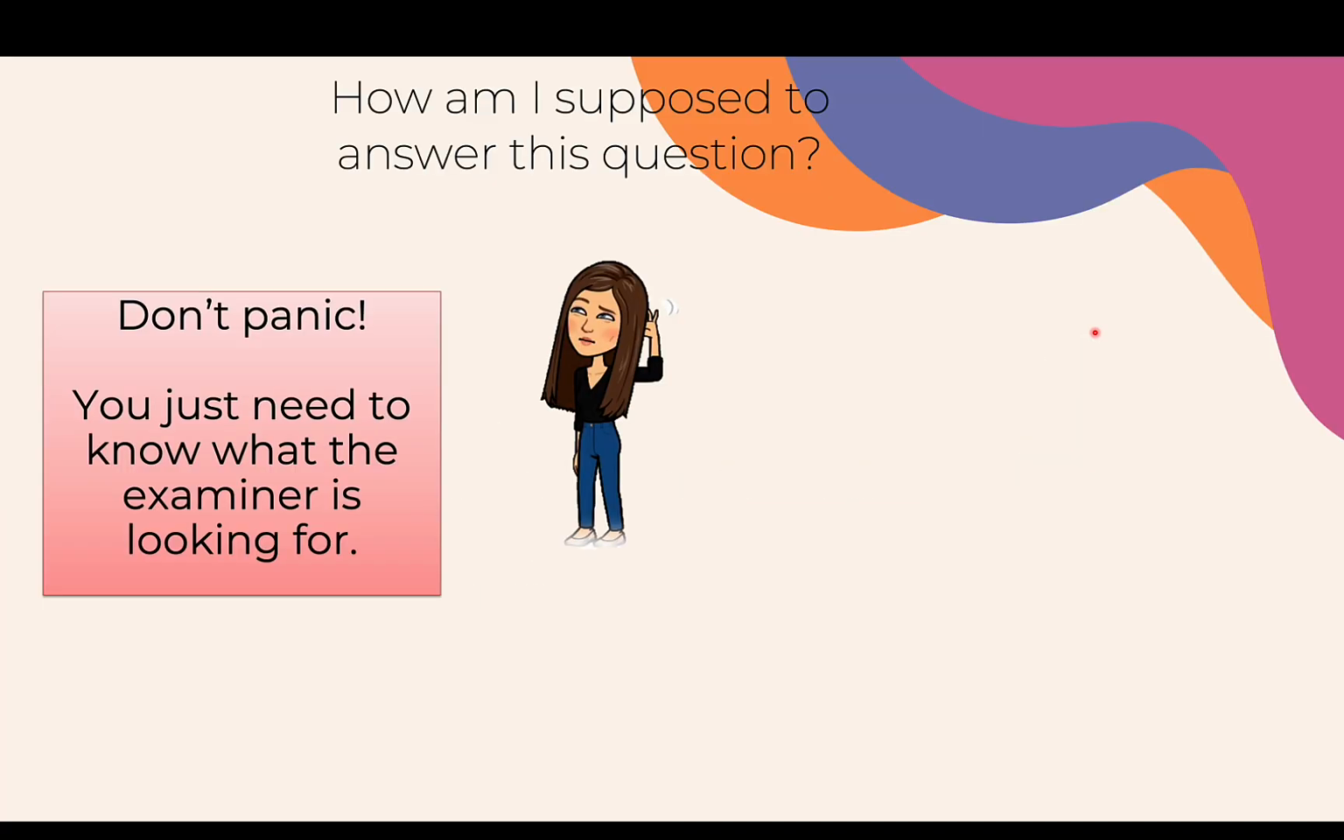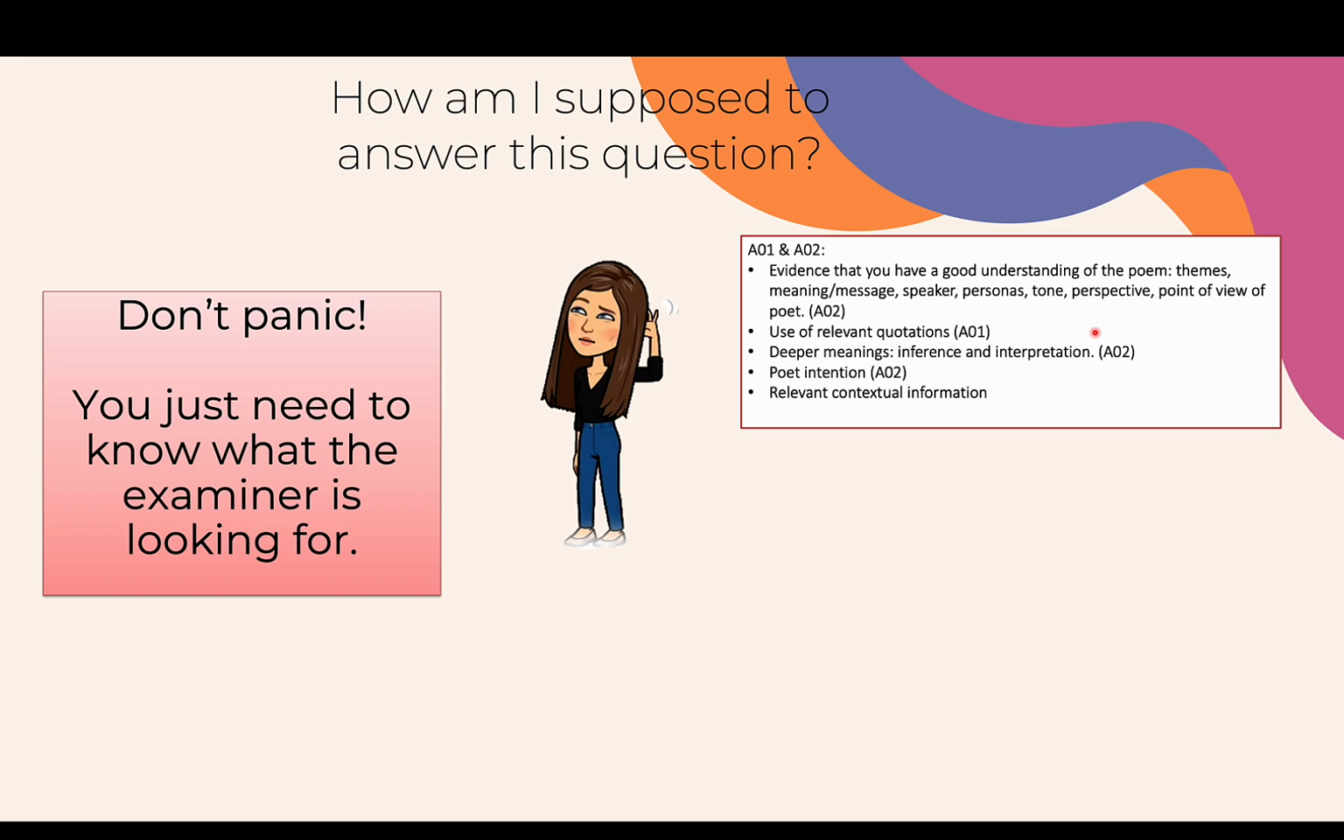So how are you supposed to answer this question? Now all you need to do is just make sure that you know what skills are being assessed and where. So first of all, you've got your AO1 and AO2. So this is evidence that you've got a good understanding of the poem, and that's just what I've mentioned. Do you understand the themes? Do you understand the meaning and the message? Do you know who the speaker is, what their perspective is, what their voice is? Think about the tone and think about the point of view of the poet as well. And yes, sometimes context will help you with the feelings or the point of view of the poet and what they're trying to convey. Use of relevant quotations is very, very important.